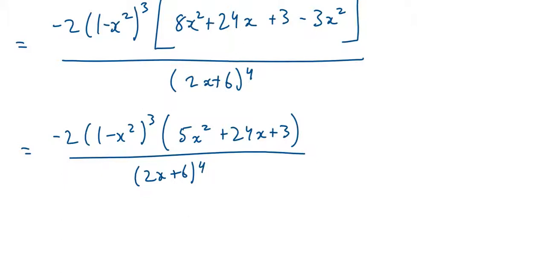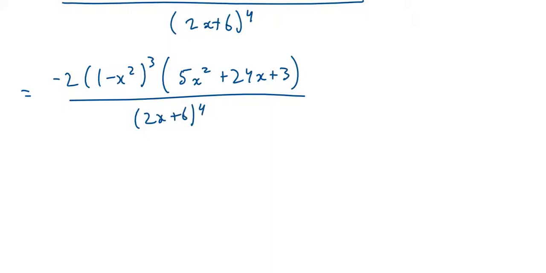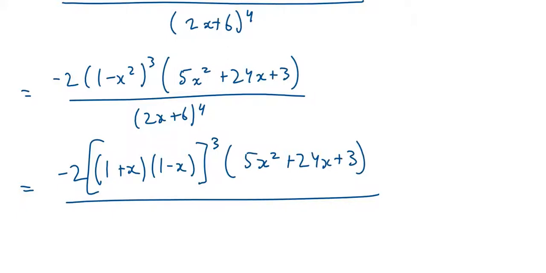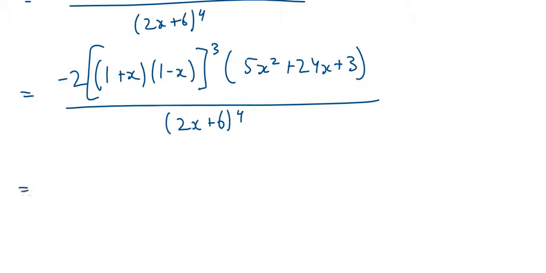I can't even imagine what would go into designing a question where you took the derivative and you ended up with a trinomial here that's factorable, but it could happen just by accident. So you've got to check it. B squared minus 4ac. And so this is 1 plus x and 1 minus x all cubed times 5x squared plus 24x plus 3. And like we did last time, I'm going to have to rewrite that as separate brackets.